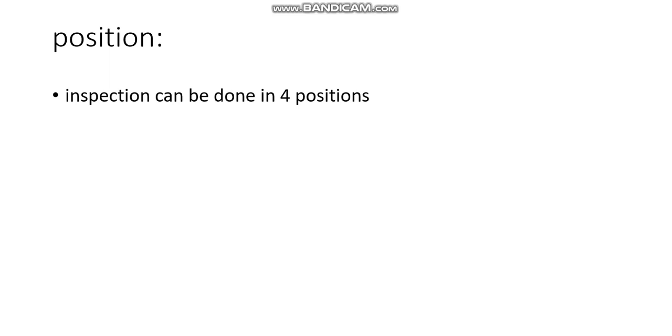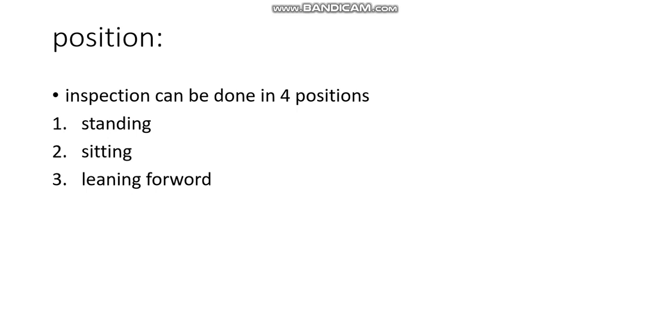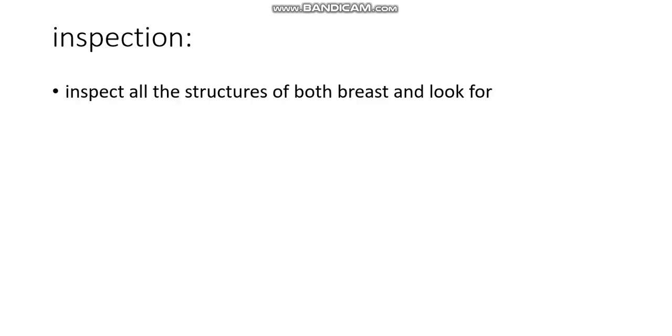Inspection can be done in four main positions: standing, sitting, leaning forward, which is also called bending forward, and semi-recumbent position. Starting with inspection, inspect all the structures of both breasts. You have to compare both breasts. Look for the symmetry of the breasts, whether they are symmetrical or not, then go for the size. Look at the size of both breasts and compare. Then look for the texture, whether it appears soft or hard.